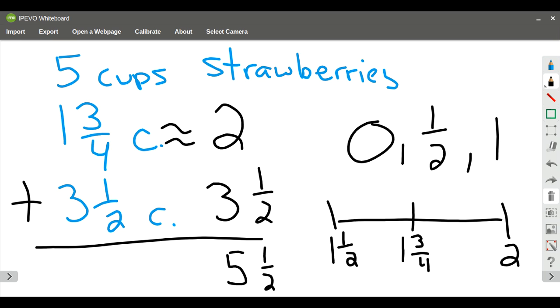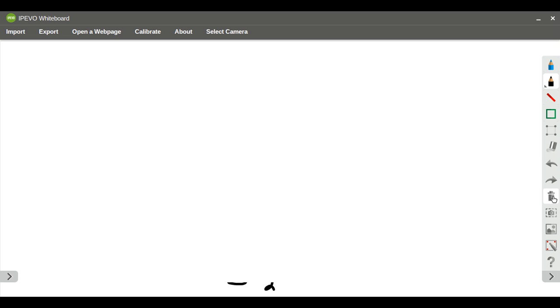Okay. So that would be how we estimate. So again, we're looking to get to that halfway point. We're really looking at 1/2 as a good value to get to, especially to make it easy for that estimation. We're just looking to see if the answers are going to be reasonable.